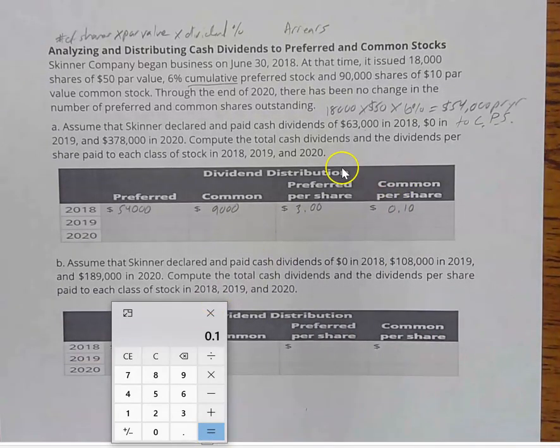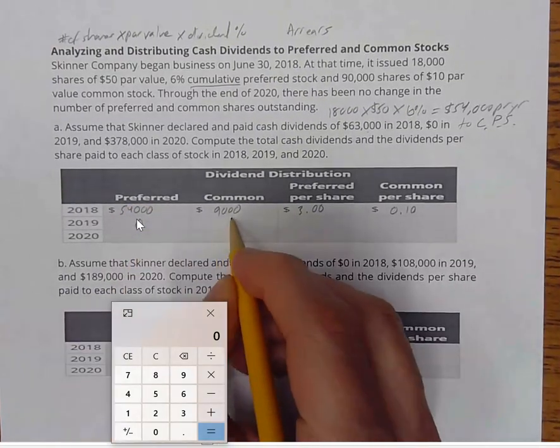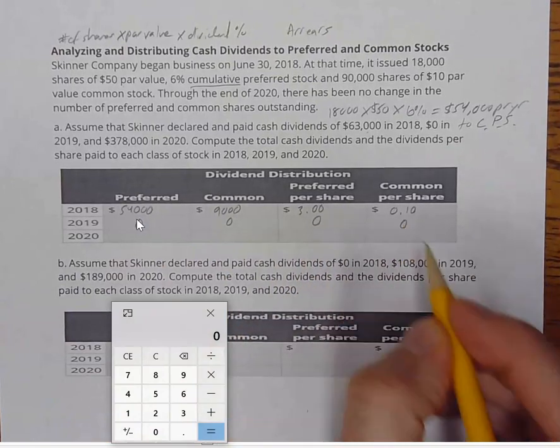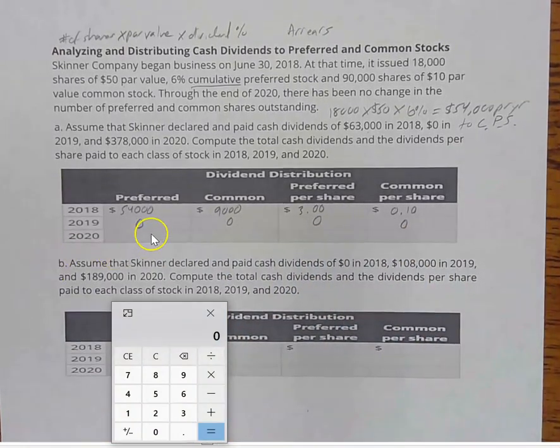By the way, common stock doesn't have these percentages like this. We don't do that. So we don't really care about what the par value is for the common stockholders as far as dividend distribution is concerned. All right. In 2019, they paid out nothing. So we're going to get zeros across the board because they didn't pay anything. However, what we want to recognize is that the cumulative preferred stockholders are owed $54,000.